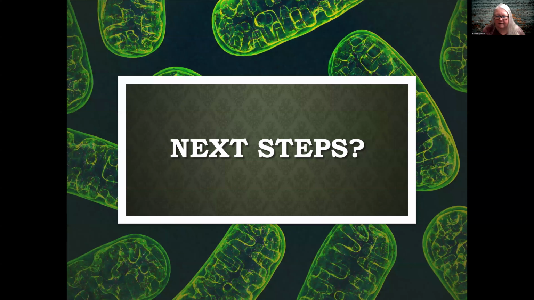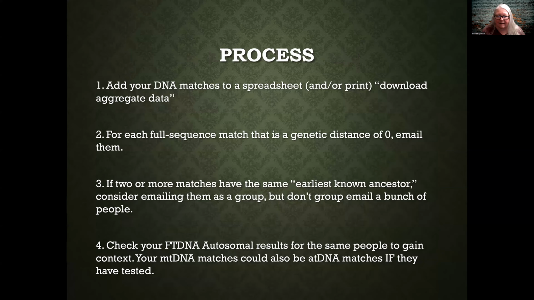So what are the next steps that you want to do with your mitochondrial DNA? You want to add your DNA matches to a spreadsheet or download your aggregate data. So you want to download that list of mitochondrial matches, and you can do that at Family Tree DNA. For each full sequence match that's a genetic distance of 0, email them.